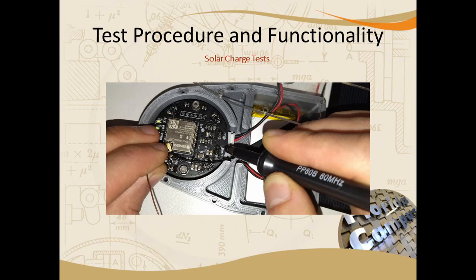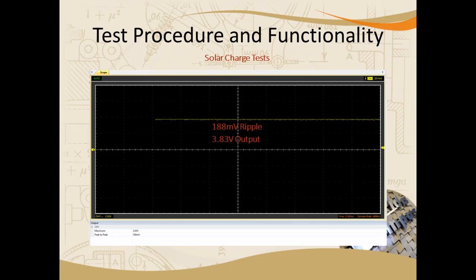Here we can see the solar charge tests being done. I'm probing the battery input, since the charge controller charges the battery at different currents based on the battery's current voltage. And I got a 188 millivolt ripple voltage and a 3.83 volt output voltage at this stage, which means the battery was at 3.83 volts.